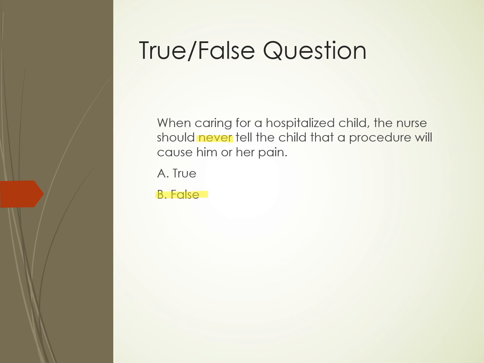The nurse should tell a patient that a procedure will hurt if it's the truth. You need to be honest with them. Describe what will be done to decrease the discomfort. You always want to be honest. It's the best policy. It helps establish trust and rapport with that child.